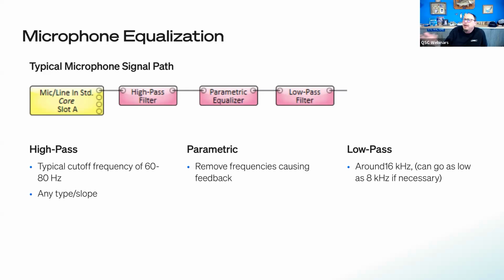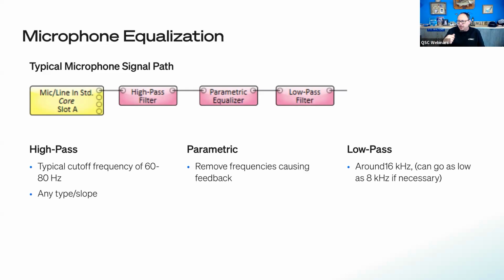But in a typical microphone signal path, you bring the signal in, and typically you'll do a high pass filter. We're going to cut off any of the low frequency stuff, especially in microphones, right? Typical cutoff frequency is 60 to 80 hertz. You could drag that up to 100. We don't really care about the slope; you can do a Butterworth, or whatever choices you want. And then a lot of people will do a parametric EQ in between there and the low pass filter.